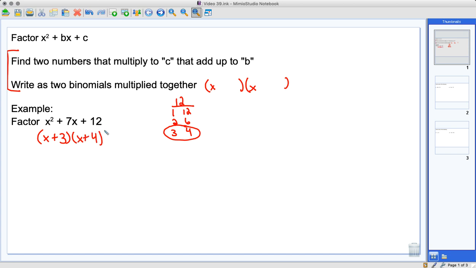The way that you check yourself is if you multiply it out. Take x times x, x times 4, so you would do that distributing piece that we did before. Okay, so let's try a couple.